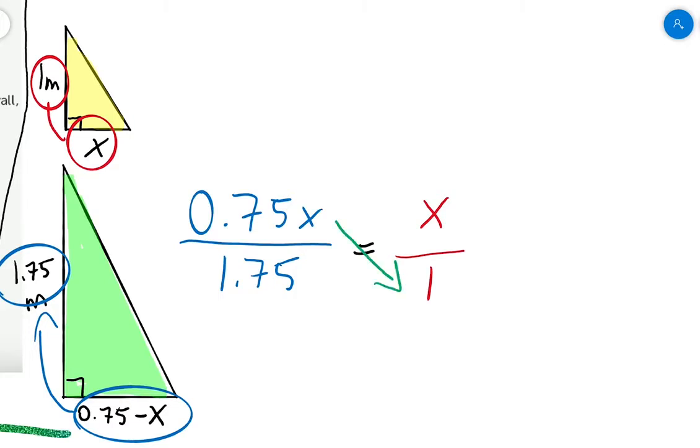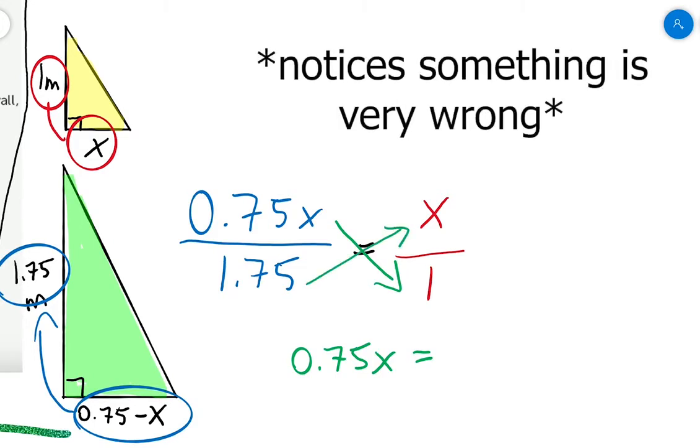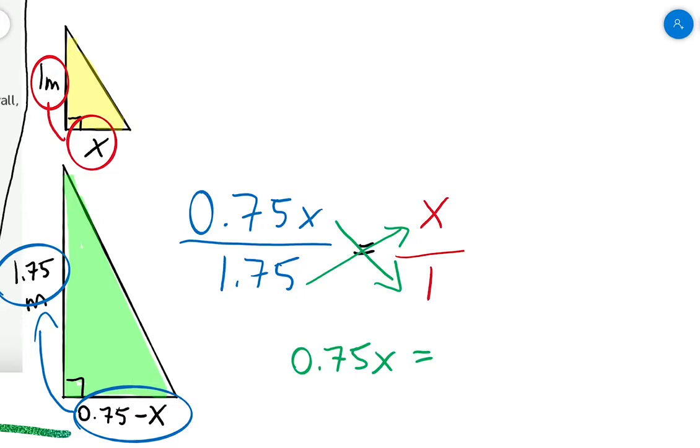0.75x times 1 is 0.75x. 1.75x. I don't like where this is going. I made a mistake. Ha! I'm leaving this in the video because I made a mistake, and I hope that somebody caught it while you were watching, because this is super great and this is important. So I'm going to back up a little bit.